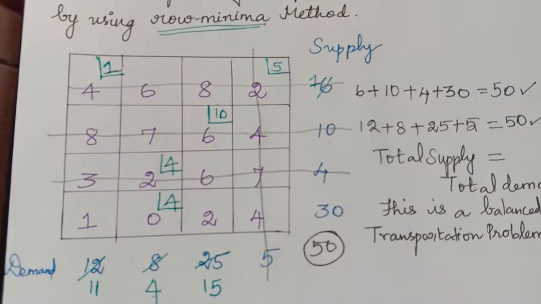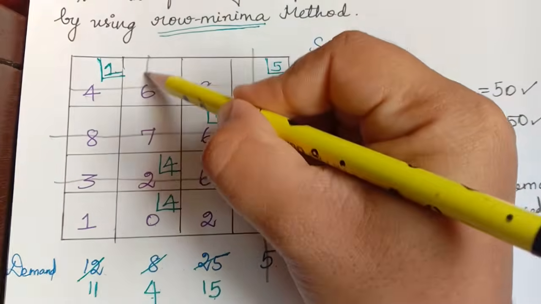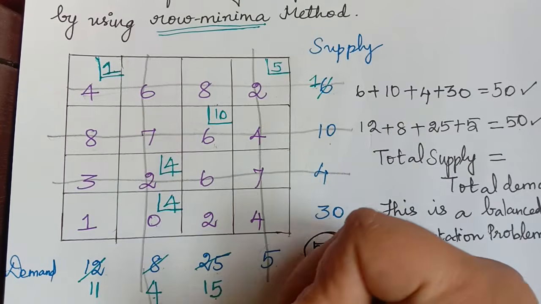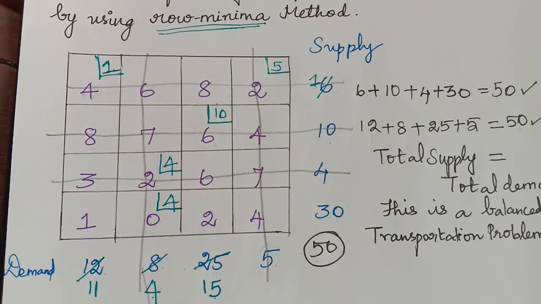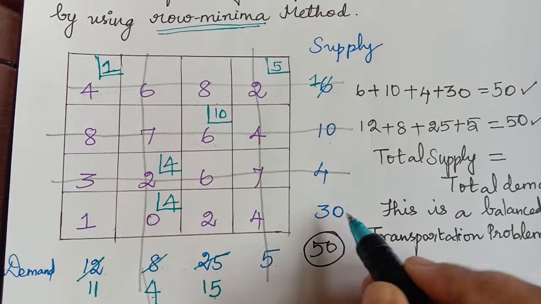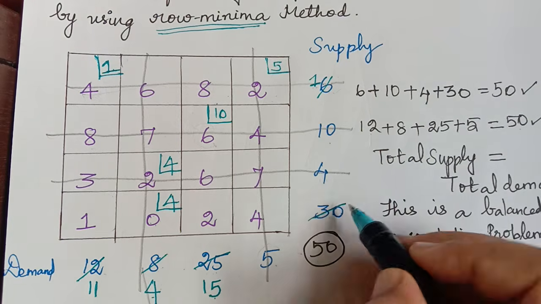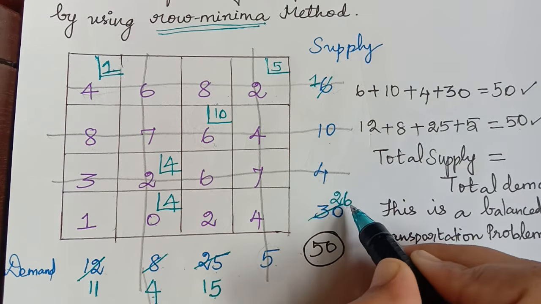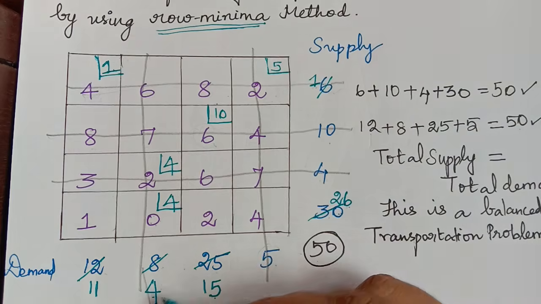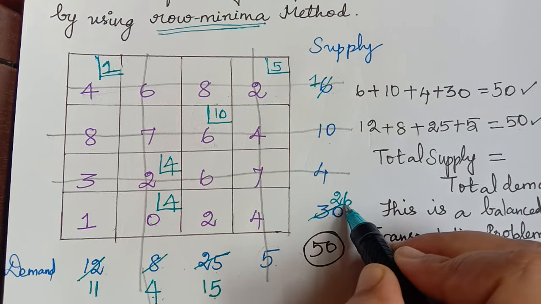So after making an allotment, that corresponding column we have to strike off. So after striking off this, now 4 has to be subtracted from 30. So we will be left out here with 26. So that we will write, because 30 minus 4 is 26. So that I have written here.